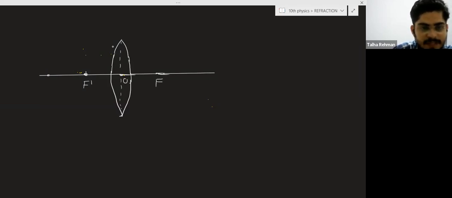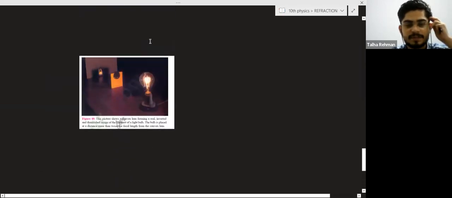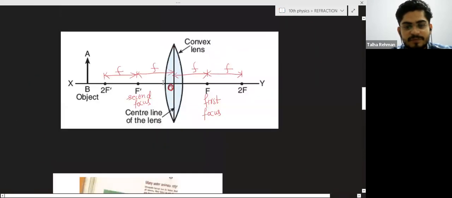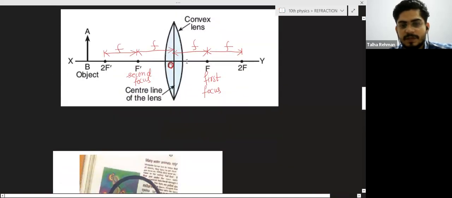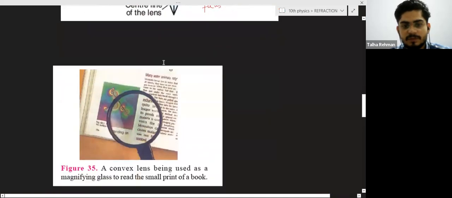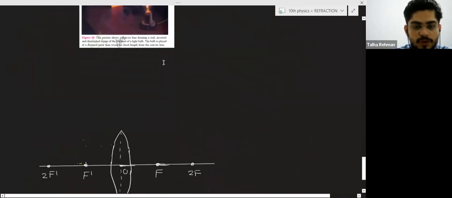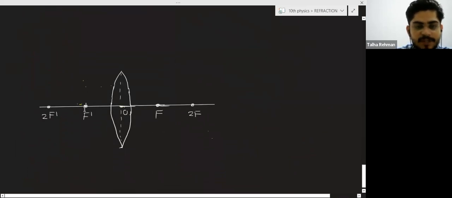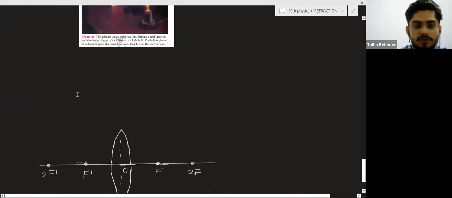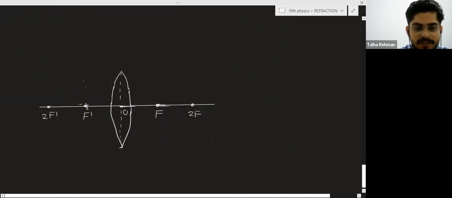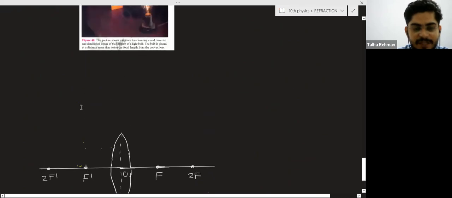This is f dash, and suppose this is 2f dash, and this is f, and this is 2f. Okay. So here I have discussed what is f and what is 2f. So now I am placing the object between this f dash and 2f dash.